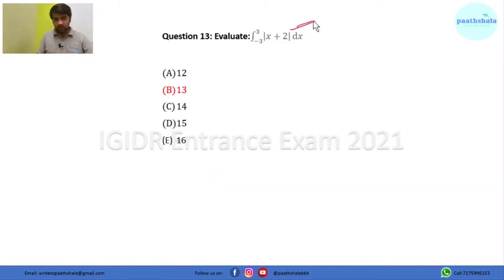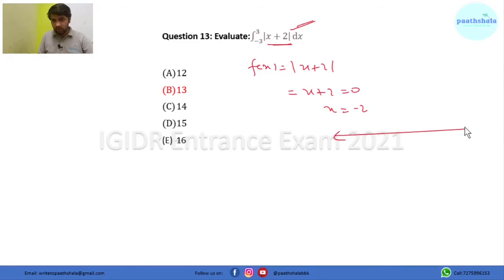This is again a definite integral question. In this, we have to assess the nature of the function f(x) = x + |x + 2|. If I take x + 2 equals 0, x comes out to be minus 2. So draw a number line and assess the nature of the function within the desired limits. This is minus 2, and this is minus 3 and 3, because the limits are minus 3 to 3.